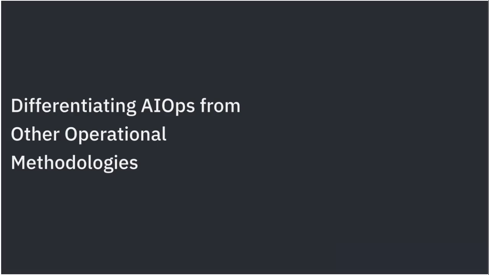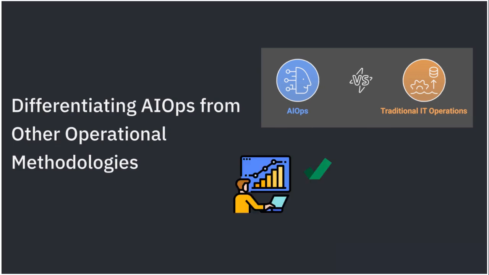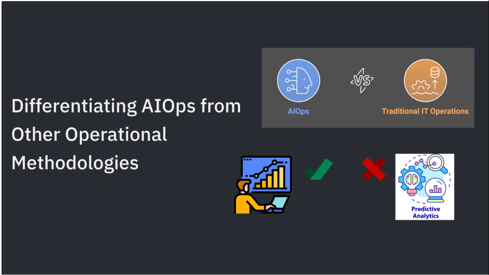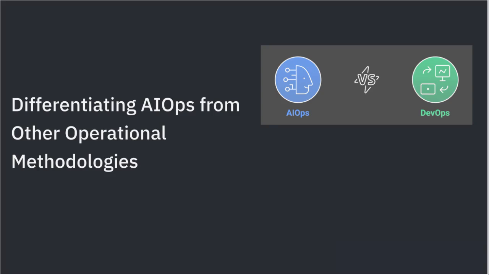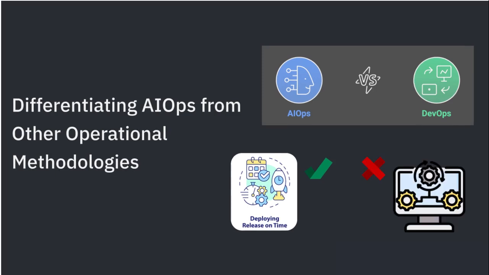Now that we understand AIOps, let's compare it with some widely used IT methodologies. 1. AIOps versus traditional IT operations. Traditional IT operation monitors systems but doesn't predict future failures like AIOps. 2. AIOps versus DevOps. DevOps helps teams deploy applications faster, but AIOps focuses on keeping IT systems running smoothly.